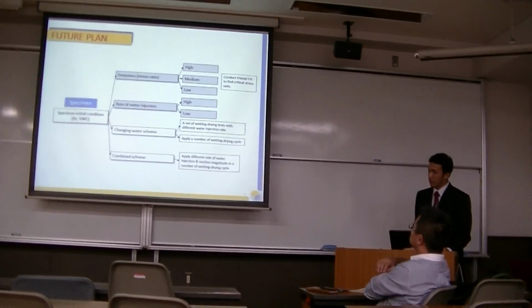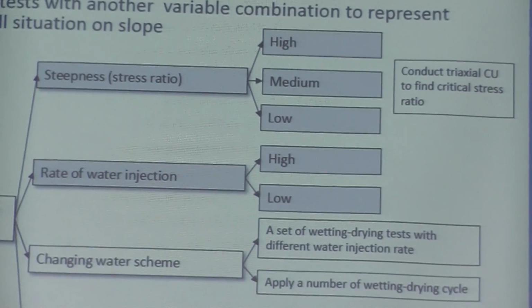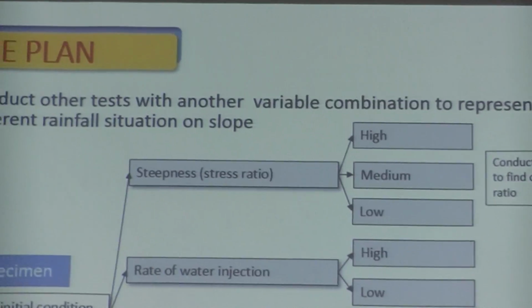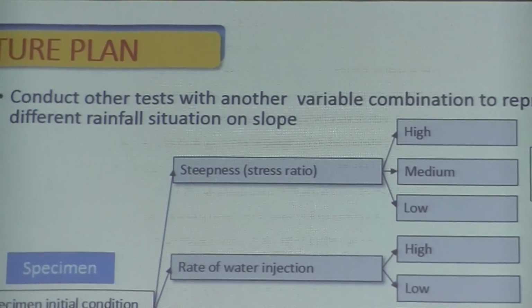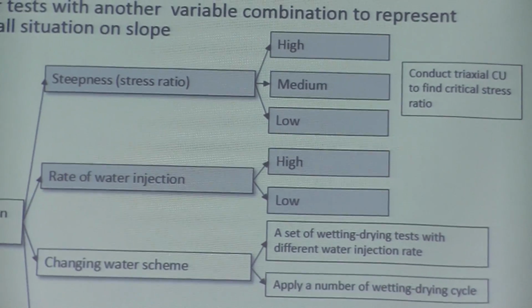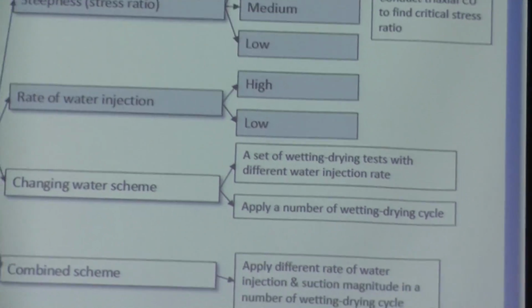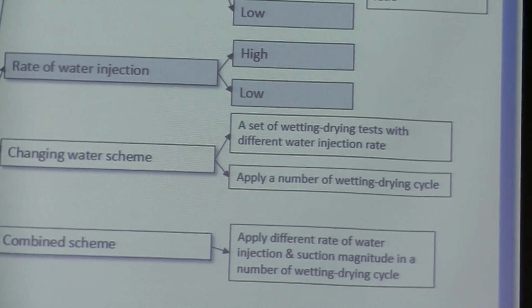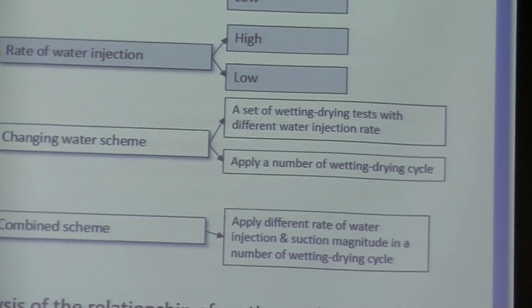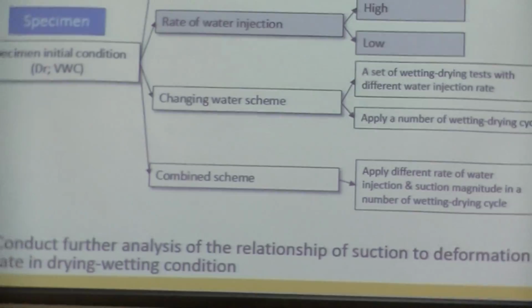My future plan in this research is to conduct other tests with other variable combinations to represent different conditions in slope, such as a different stress ratio, rate of water injection, changing water scheme, and combined scheme. I will also do further analysis of the relationship of suction to deformation rate in drain-wetting condition.